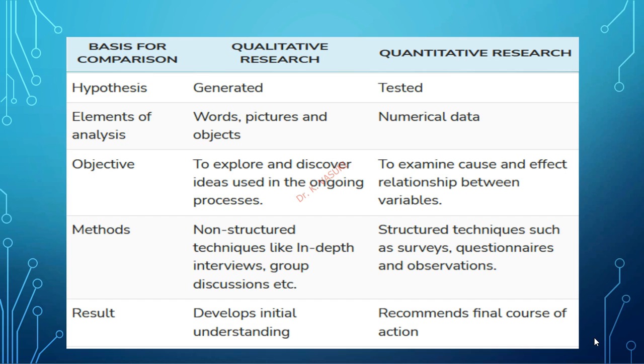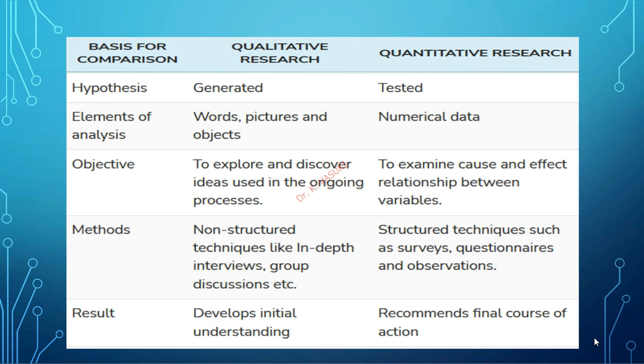The elements used in the analysis of qualitative research are words, pictures, and objectives, while in quantitative research it is numerical data. The objective of qualitative research is exploring and discovering ideas used in the ongoing process. Whereas quantitative research is opposed to that; the purpose is to examine the cause and effect relationship between two variables.